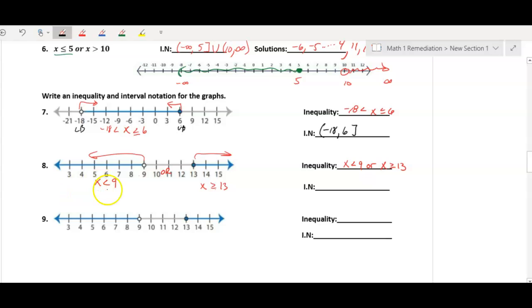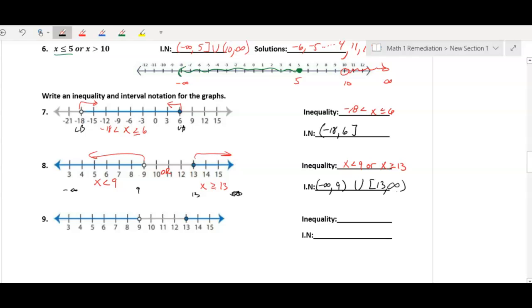Over here, I know I'm going to have a union, right? So from negative infinity to 9, so round bracket, negative infinity, 9. I'm not equal to 9, so round bracket. Here, my lower bound would be 13, and it goes to infinity. So 13, but that's a square bracket because we're equal to, and then infinity.